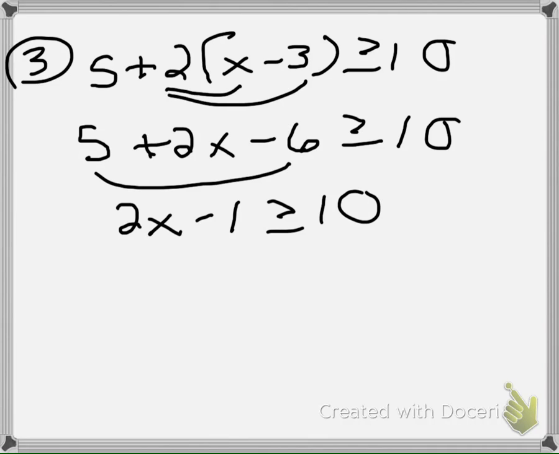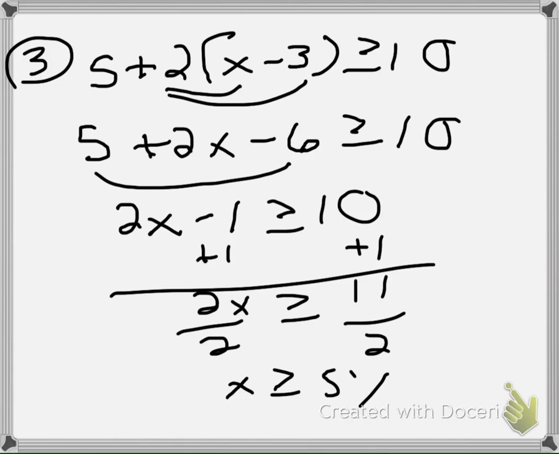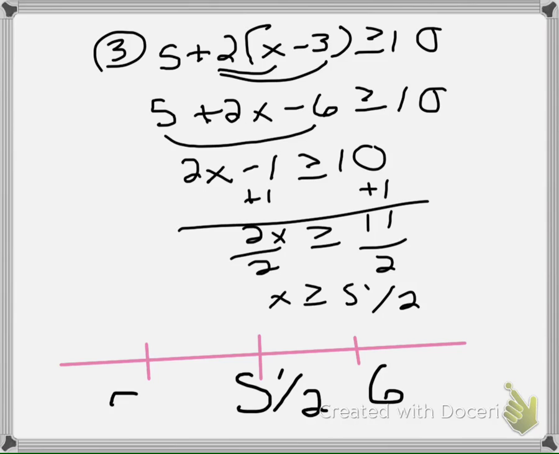I need to get x by itself. Always get rid of addition and subtraction first. The opposite of subtraction is addition, so I'm going to add 1 here and add 1 here. It's going to give me 11. 2x is greater than or equal to 11. Divide by 2. Divide by 2. X is greater than or equal to 5.5. I'll shrink my screen here so I can do my number line. Okay, so there we go. So if we have 5.5 here, we could put 6 here, and we could put 5 here. Greater than or equal.